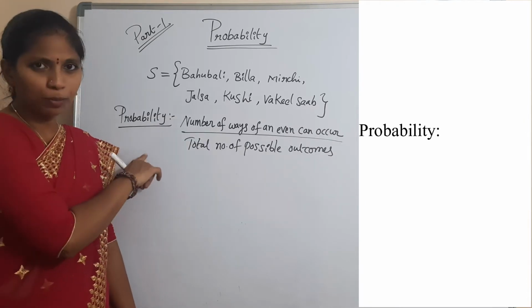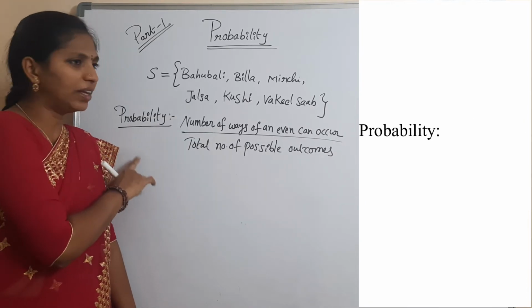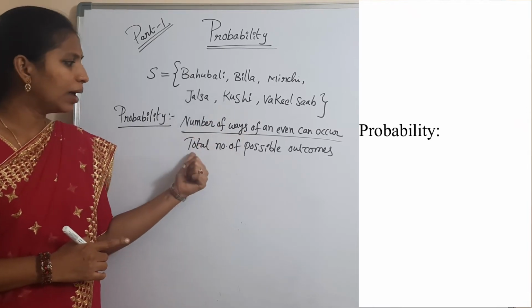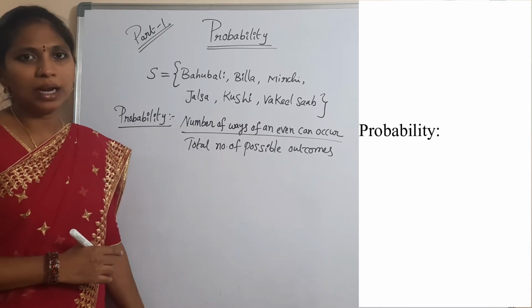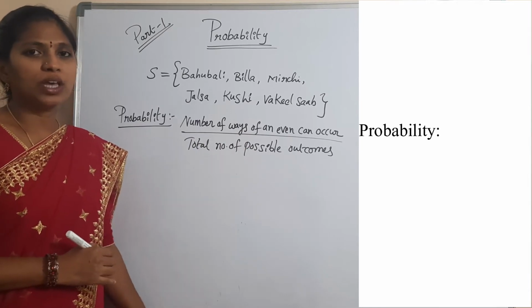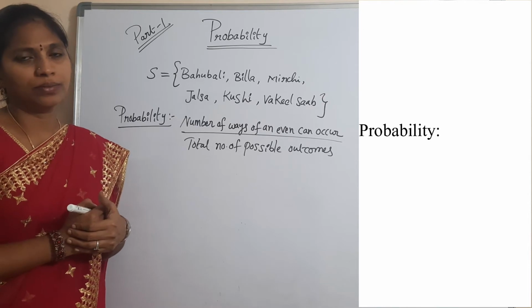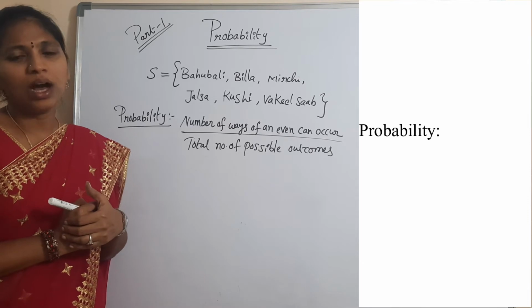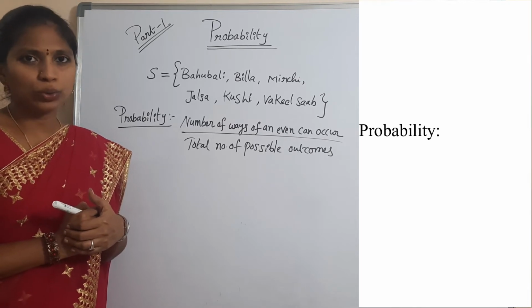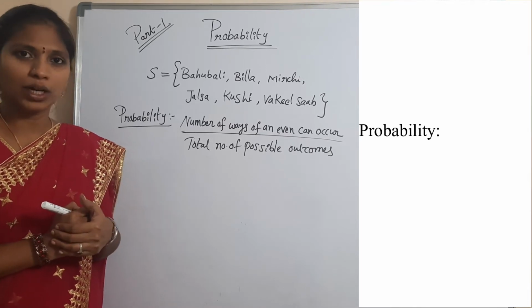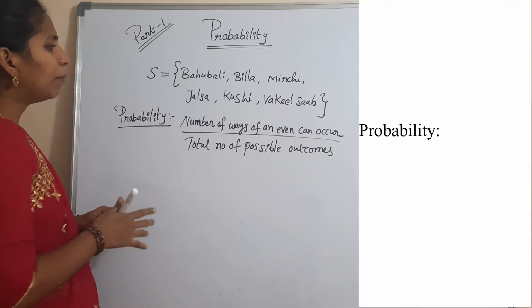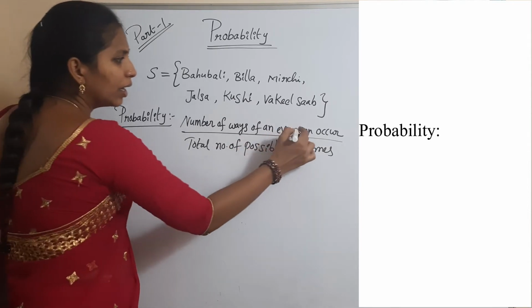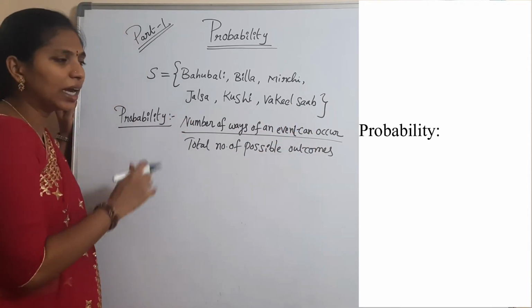Now see the definition of a probability. Probability of an event equal to the number of ways an event can occur divided by the total number of possible outcomes. For suppose, if I toss a coin, then I will get either head or a tail. How many possible outcomes are there? 2. Total possible outcomes are 2. And here, the number of ways an event can occur.